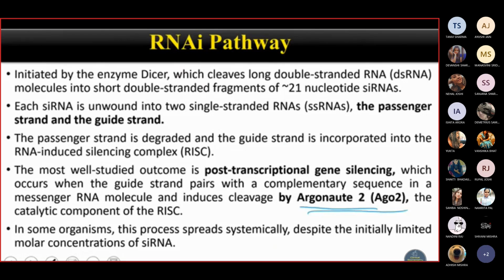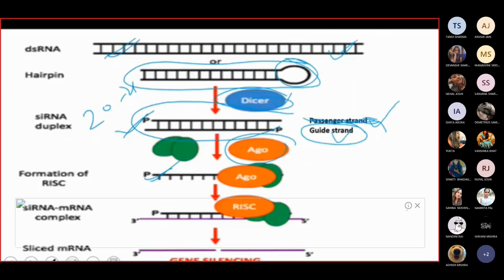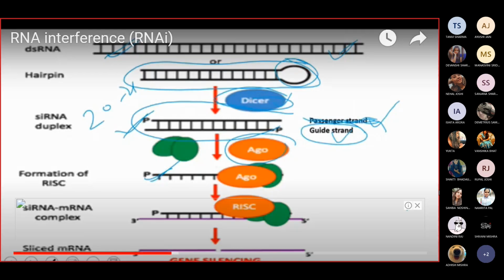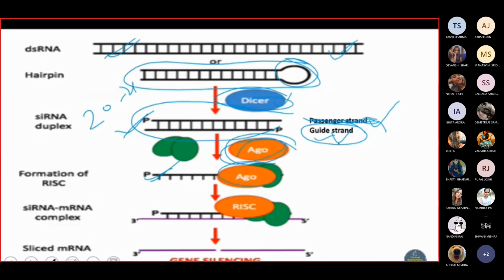This slide I will show it to you. This is the explanation of that picture only. So passenger strands will be digested by this enzyme complex Argonaute 2. Then only guide strands which is associated with this enzyme complex will be there. So all together some other components comes and forms a complex that is called as RNA induced silencing complex, RISC.